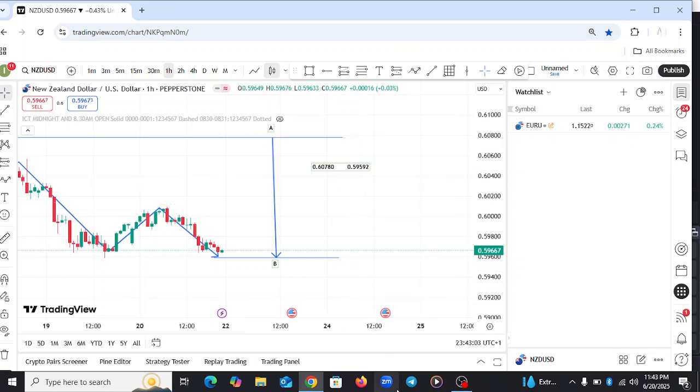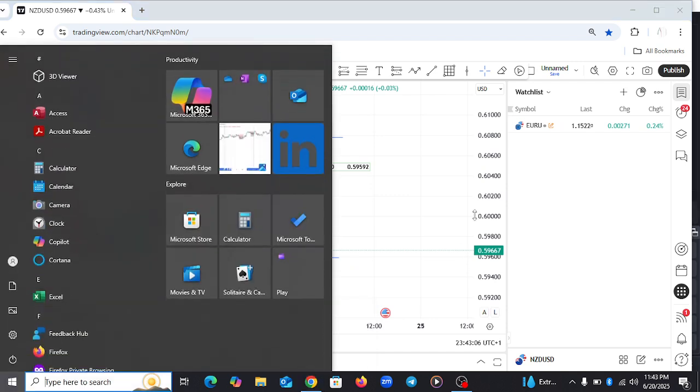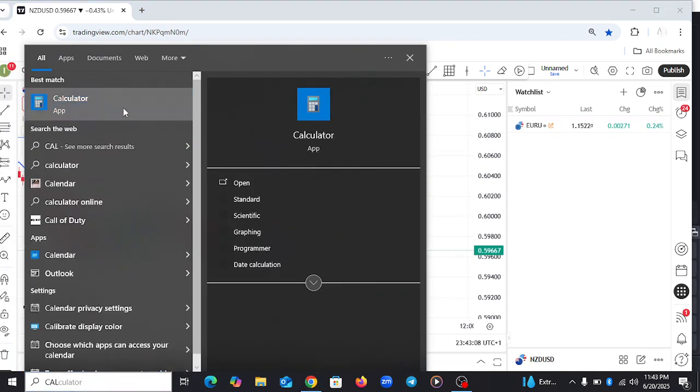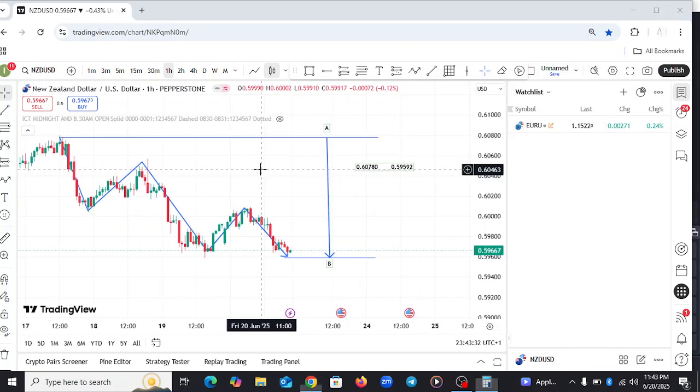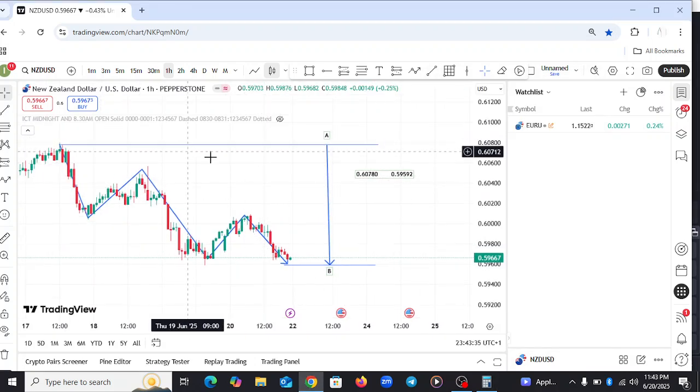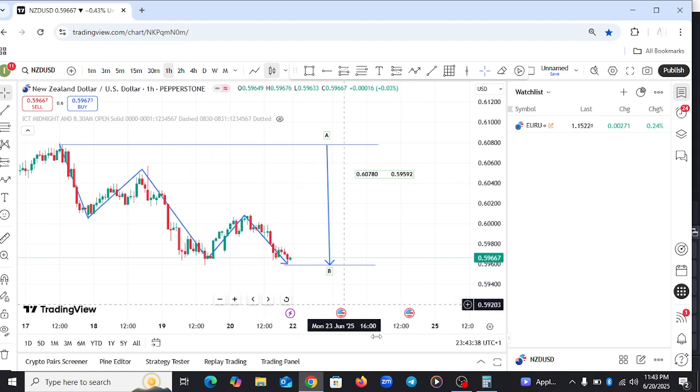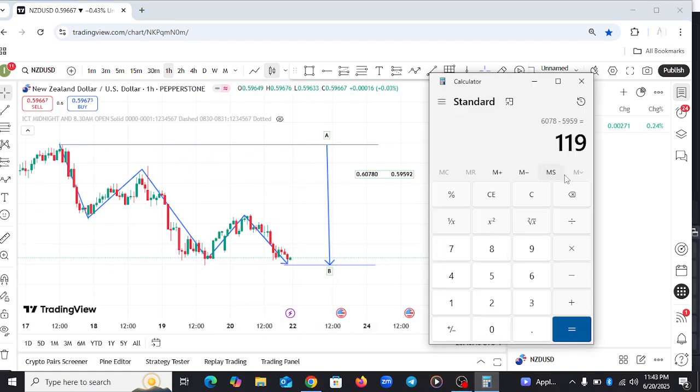Now, let's get our calculator out. This is the calculator app. Now, what's the first figure? 6078. Four numbers minus what? 5959. That's going to give us 119 pips, right? So it's safe to say that the market has moved from point A to point B, 119 pips.